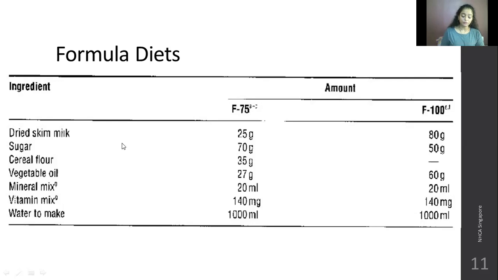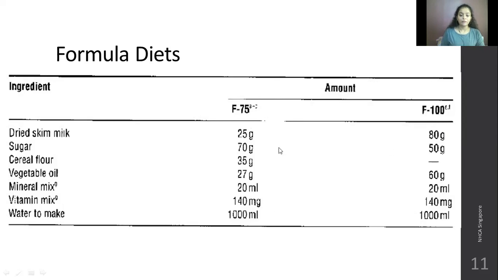So when are these given? In the initial phase of treatment, you give F75. That is, the first few days when the child is admitted, F75 is given. Later, in the rehabilitation phase, remember the initial phase, rehabilitation phase, and the follow-up phase, in the rehabilitation phase, F100 is given.